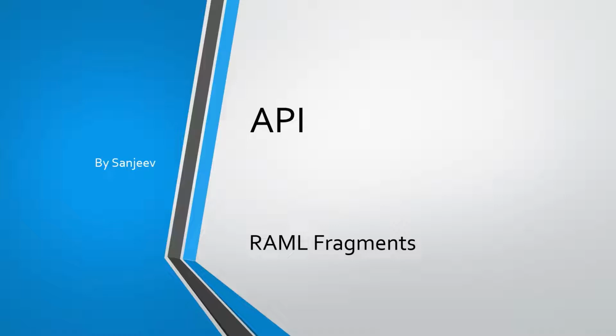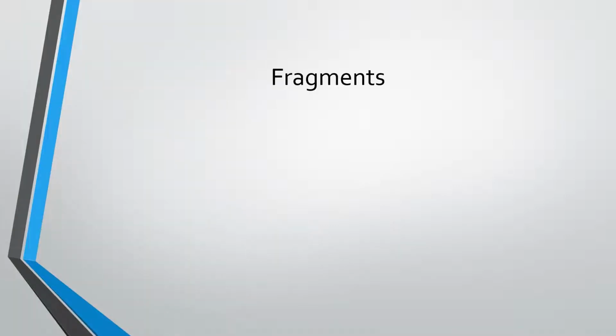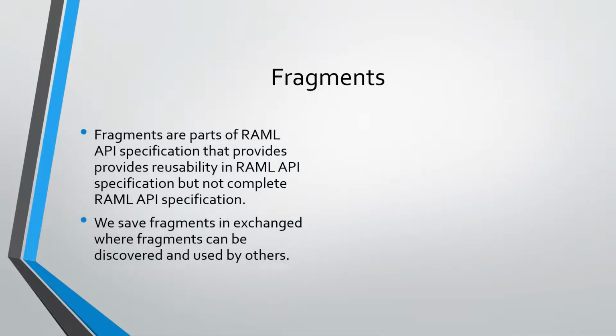In this video, I'm going to explain and demo how we can create fragments for API specification and how we can use fragments inside API specification. We can create parts of API specification as fragments and save these fragments inside Exchange. Others can search these fragments inside Exchange and use them to define API specification.